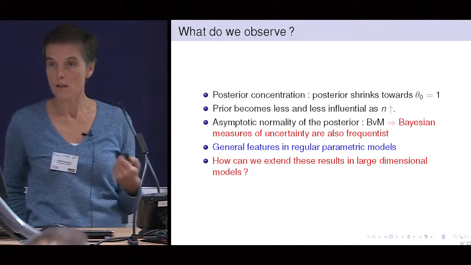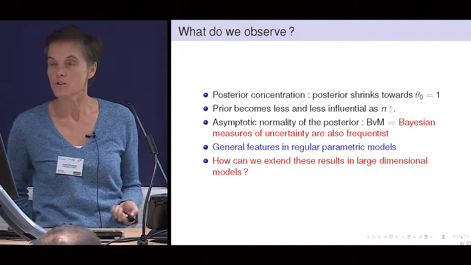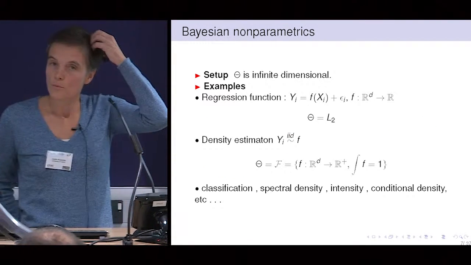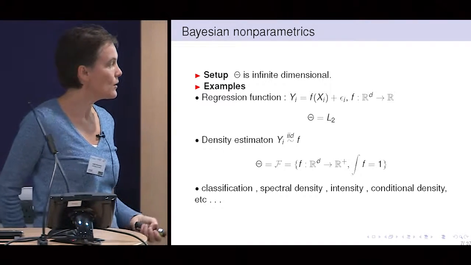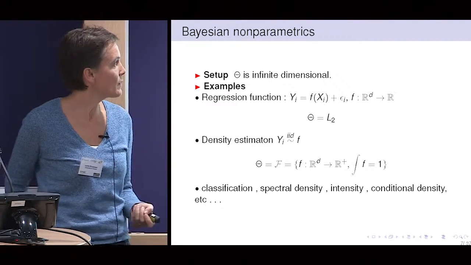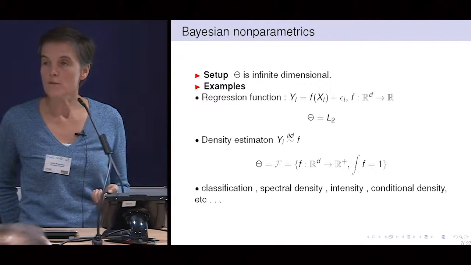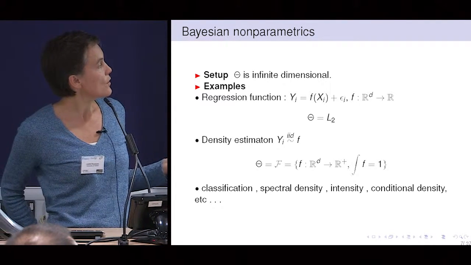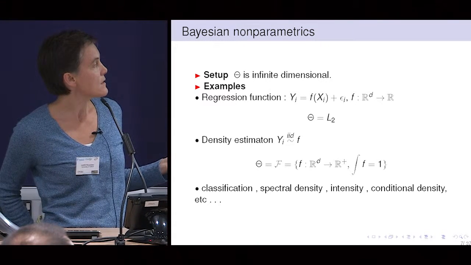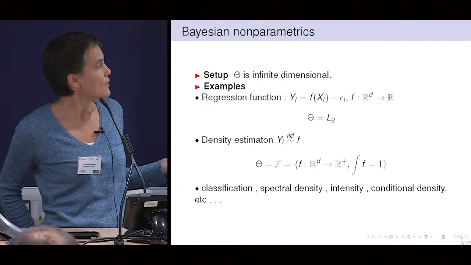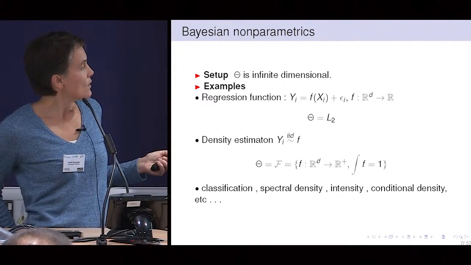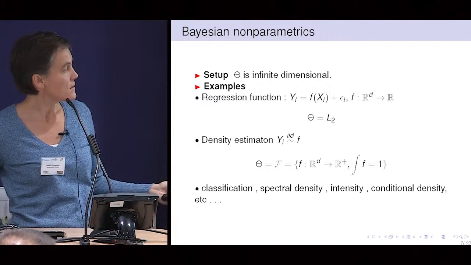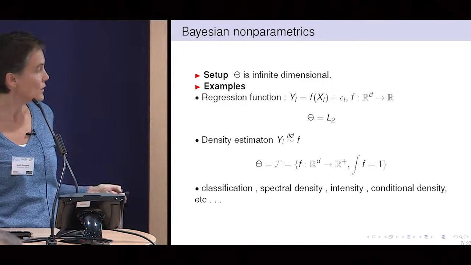The question is, how can you extend these kinds of statements to high dimensions? And why would you do that? By high dimensions, I mean non-parametrics or semi-parametrics. Just examples of non-parametric models: you have a regression model, f of x, in which f is the object of interest, and the parameter space is L2. If you do density estimation, then the object is a density, and the parameter space is a space of densities on whatever you're living in.